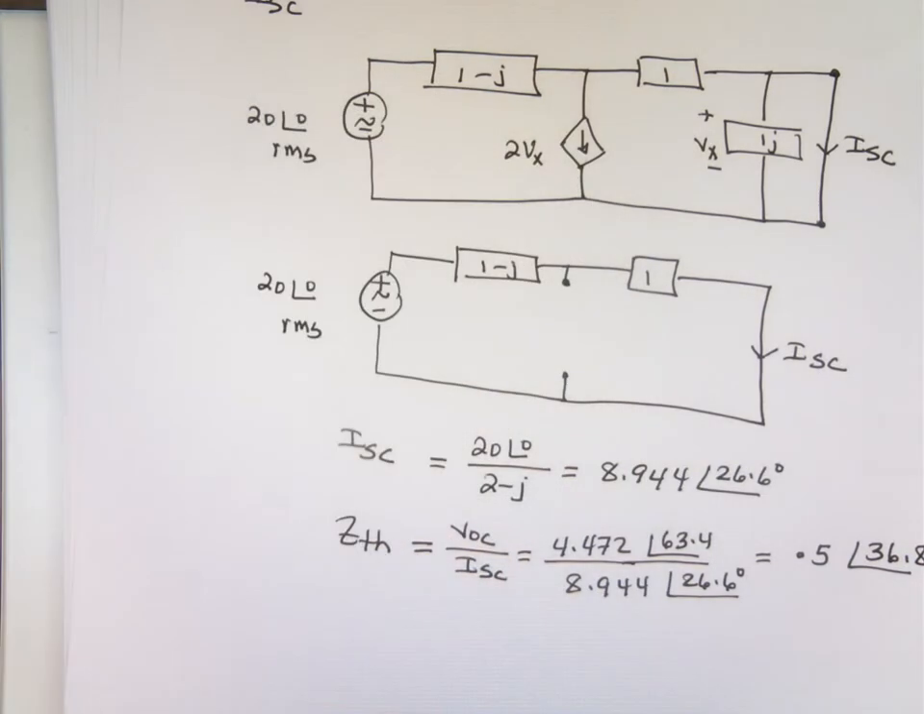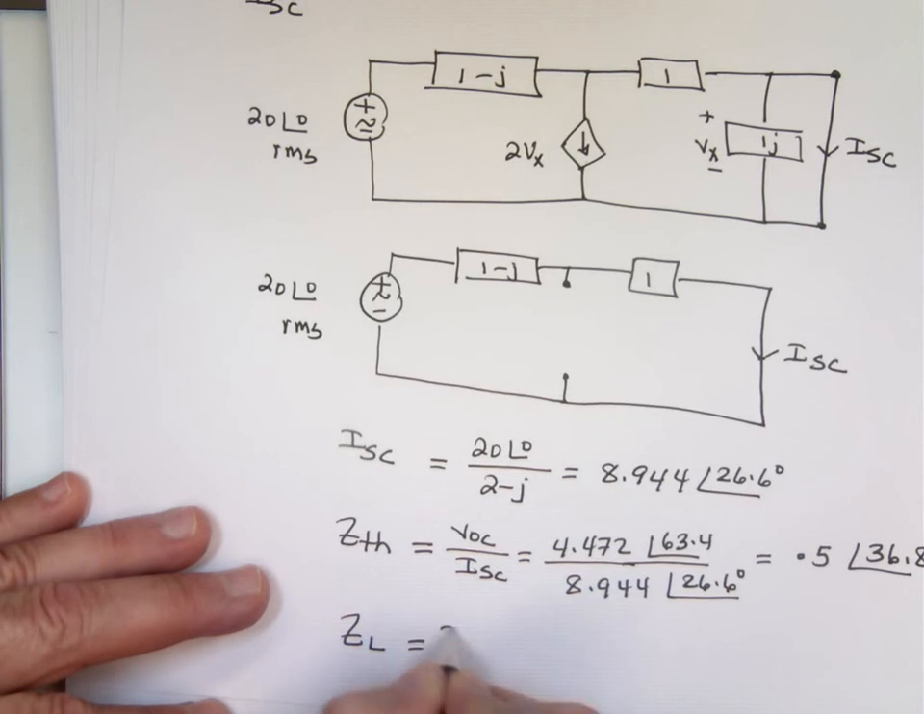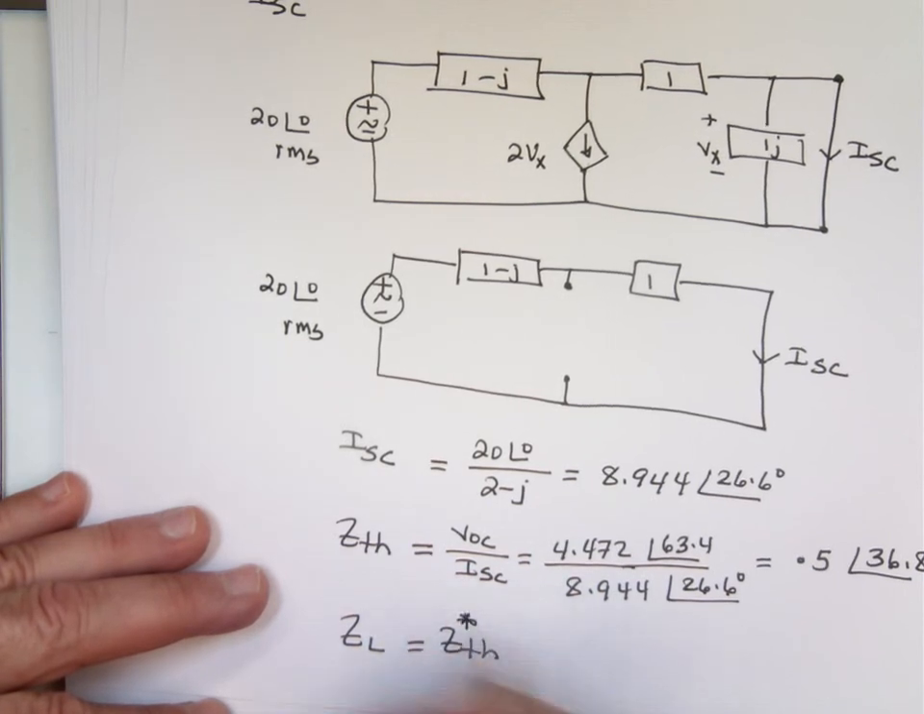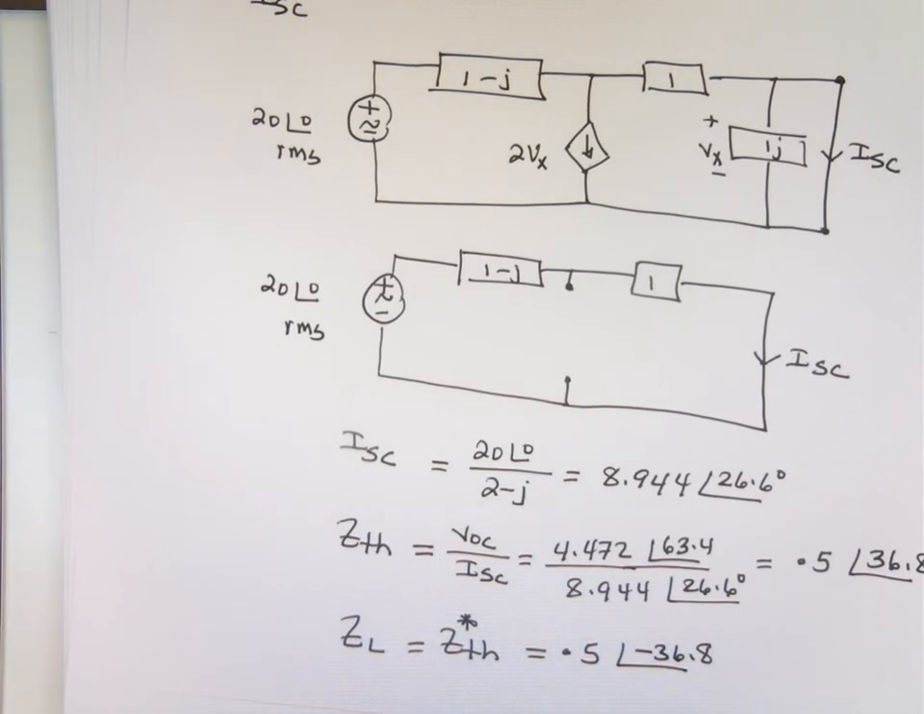So what does ZL have to be? It equals Z Thevenin conjugate. That's 0.5 angle negative 36.8. For the conjugate, you switch the sign. If you have 4 plus 2j, it becomes 4 minus 2j. This one, if you change it to rectangular, is 0.5 cosine 36.8 plus j 0.5 sine 36.8. The conjugate will be 0.5 cosine 36.8, the same, but the j value will be negative. So now this is just to find what ZL is.